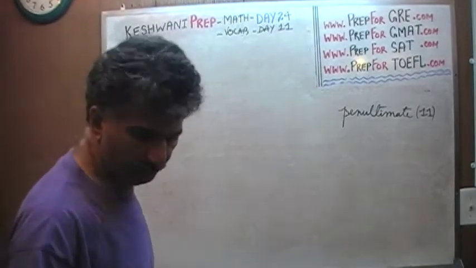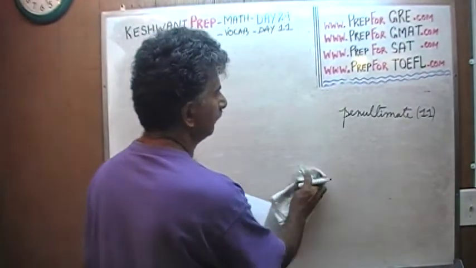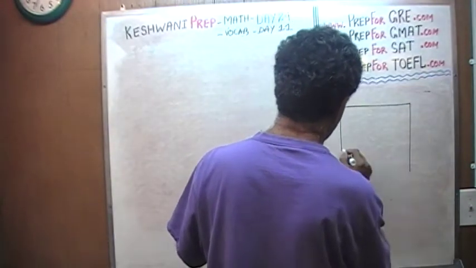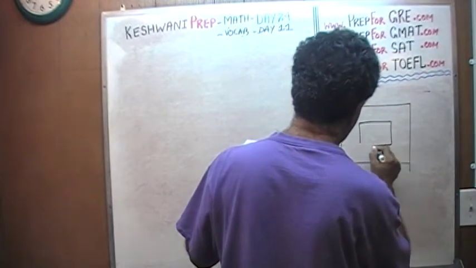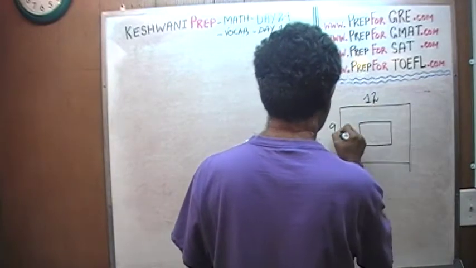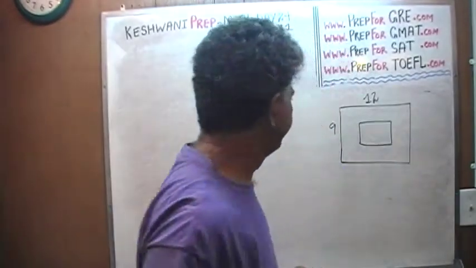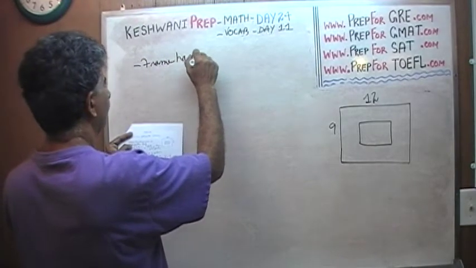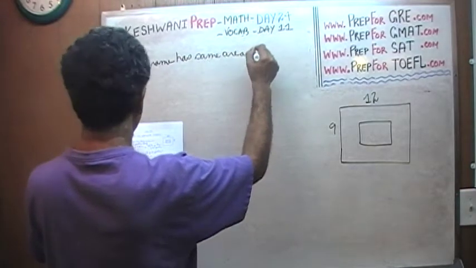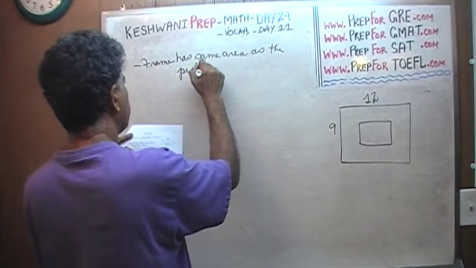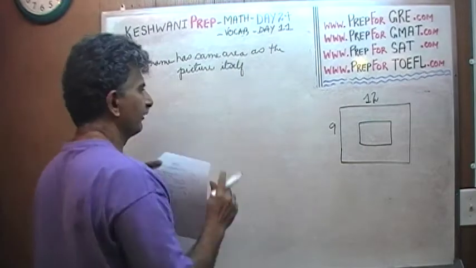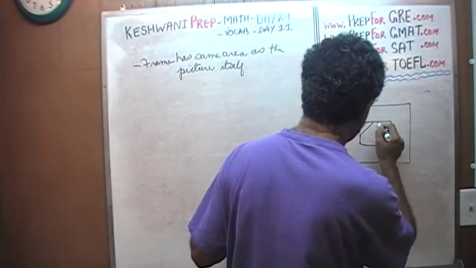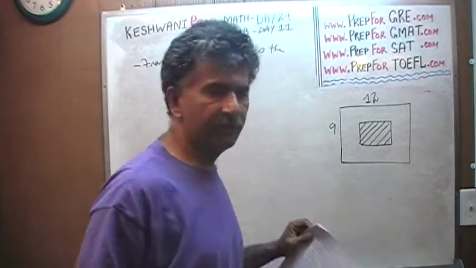Okay, here's the problem. We have a picture frame which is 12 by 9. And we are told that the frame has the same area as the picture itself. It's a very large frame. The area of the frame is the same as the area of the picture itself.